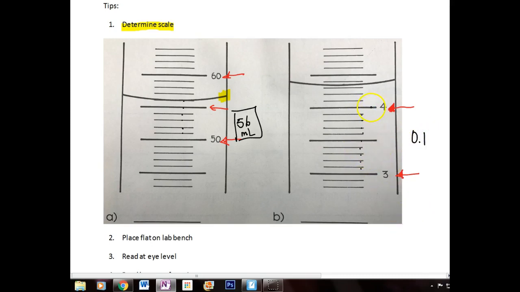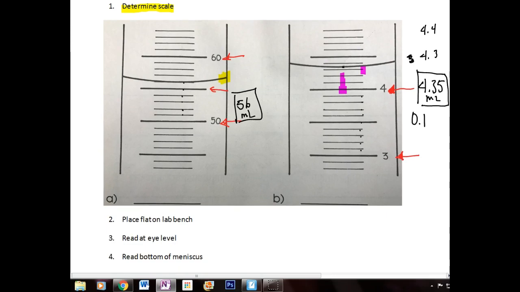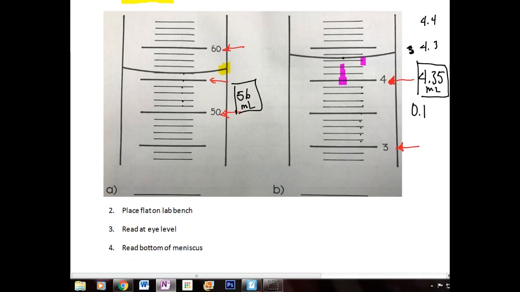And so we're going to read up here, and right here we have 4, 4.1, 4.2, 4.3. So we're sitting right in between 4.3 and 4.4. And so we're going to make an estimation, and it looks to be, I would say, right about halfway between 4.3 and 4.4. So we're going to go ahead and call that 4.35 milliliters, with that last digit being estimated. Okay, so that's how we look at graduated cylinders, and we have to determine our scale when we step up to them. There are different ones we use in chemistry class that have different scales.